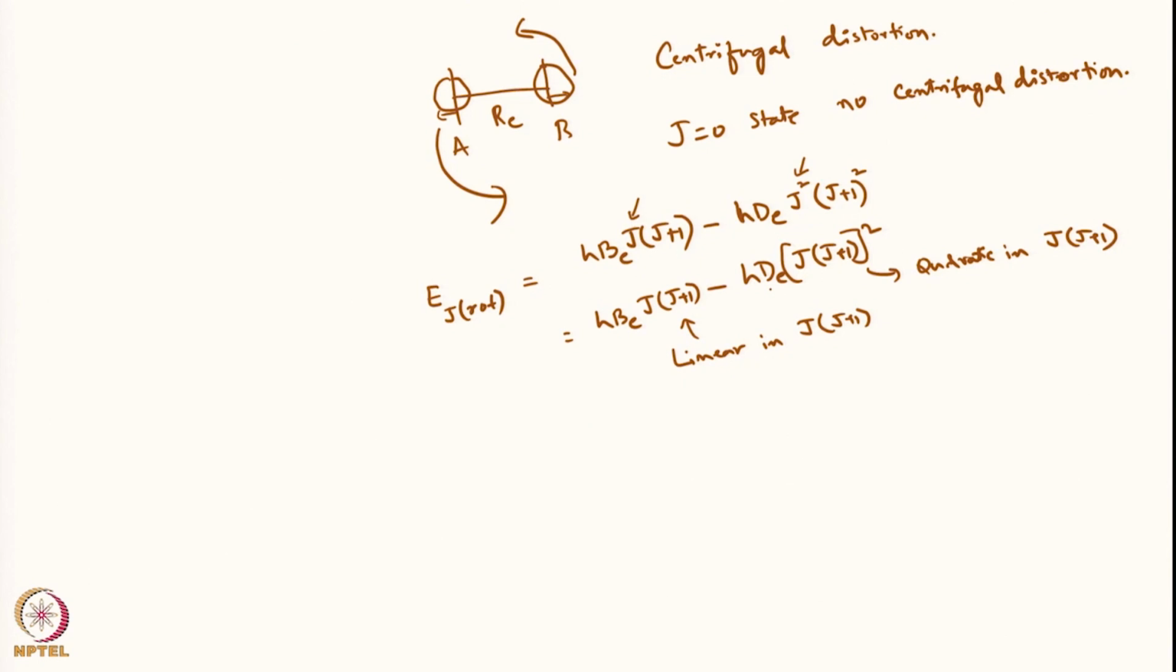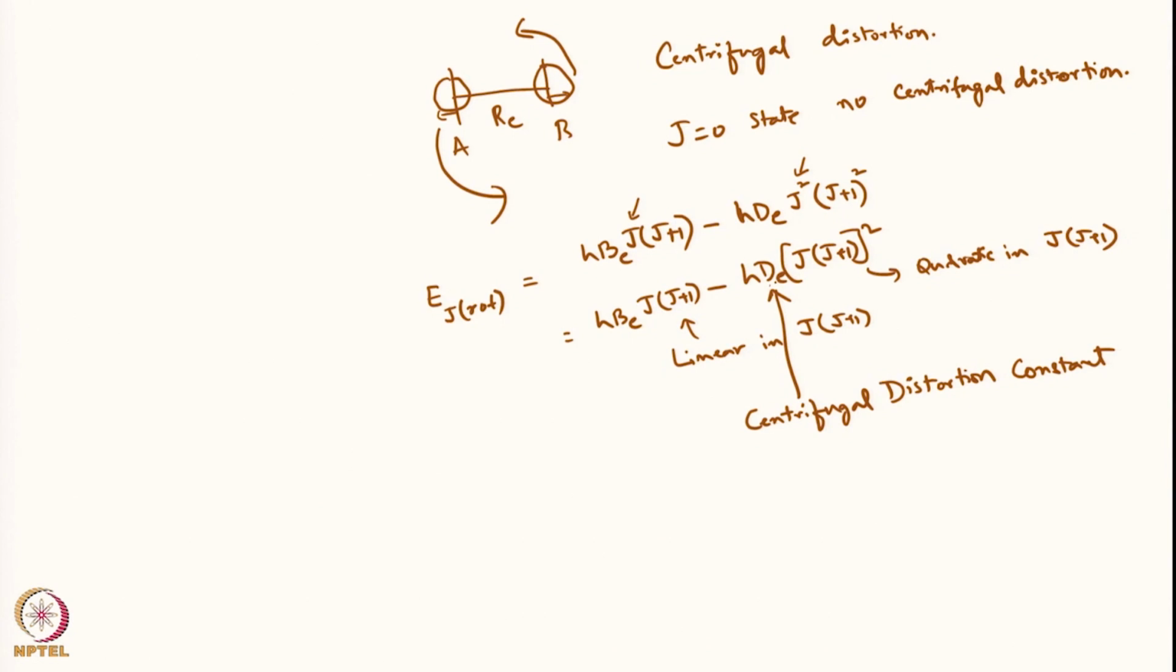Okay. Now, this is what you get, and you can see that this is a subtraction. That means as you keep increasing the D_e, okay, by the way D_e is called the centrifugal distortion constant. Okay. Now, as you keep increasing D_e, or as you keep increasing the J value, the D_e becomes more and more effective.